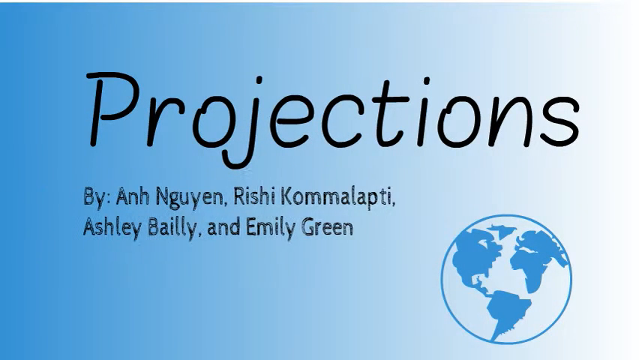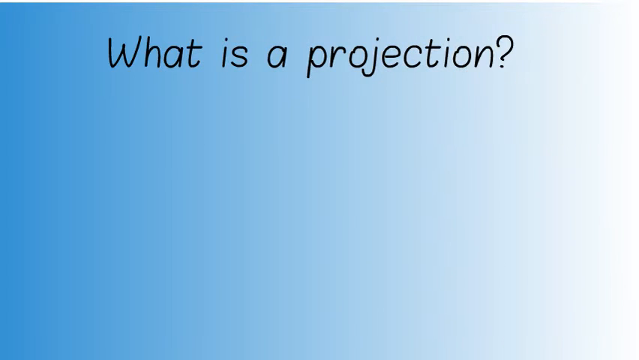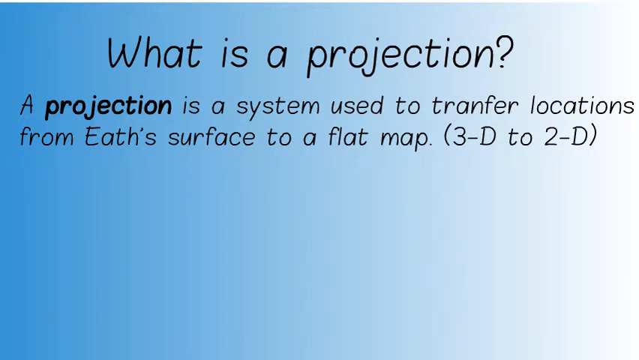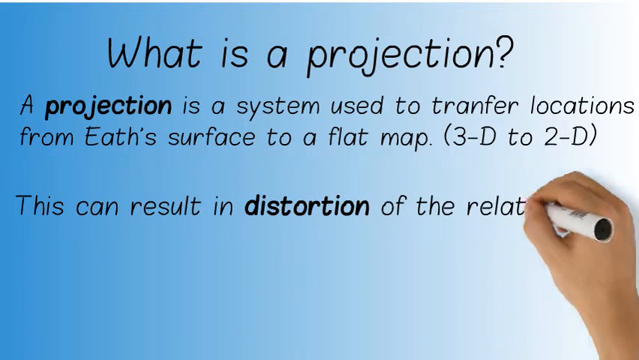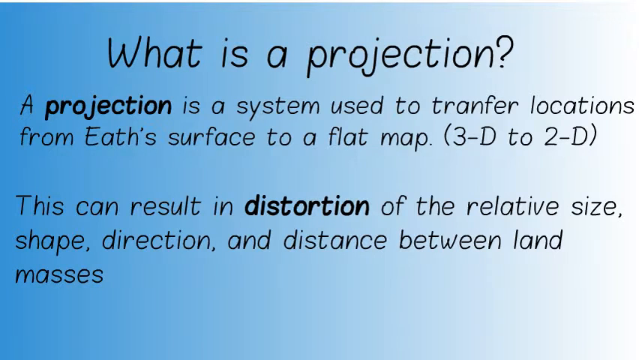Projections. What is a projection? A projection is a system used to transfer locations from Earth's surface to a flat map. This can result in distortion of the relative size, shape, direction, and distance between land masses.